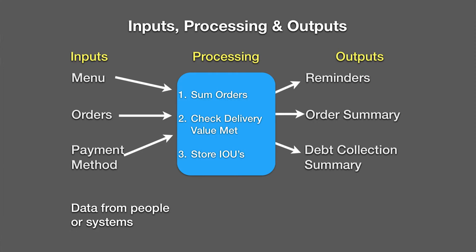So inputs are typically data from people or systems. It's data that people are going to put into it, and it's data that's going to come from other systems. And increasingly, it's stuff coming from other systems. So when you think about inputs, think about that. And the outputs are screens and paper. This is what's going to come out of your system.